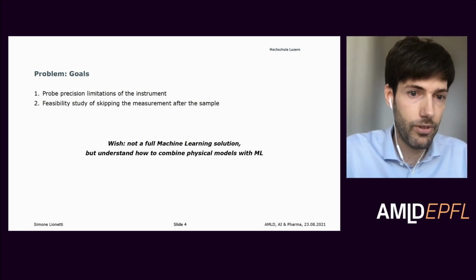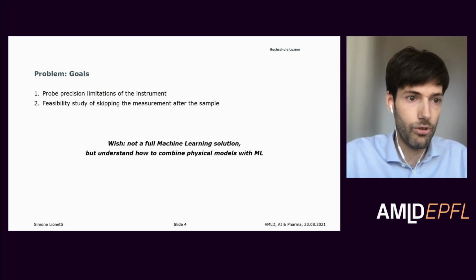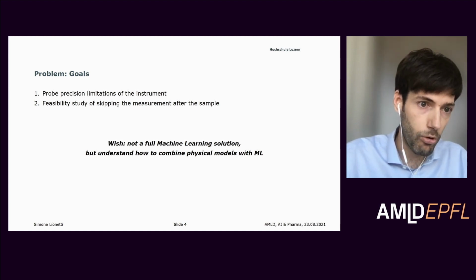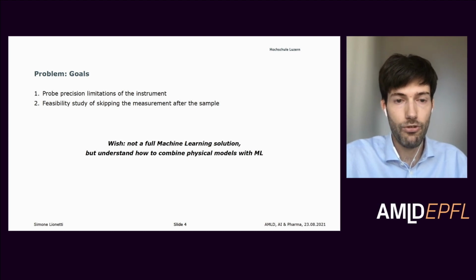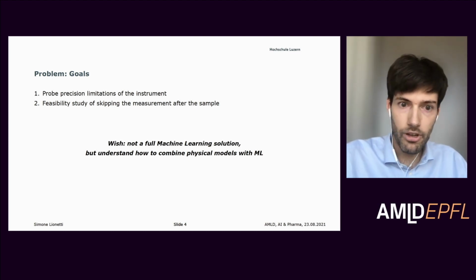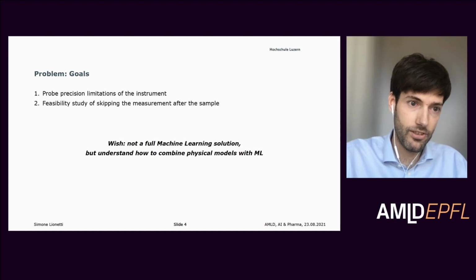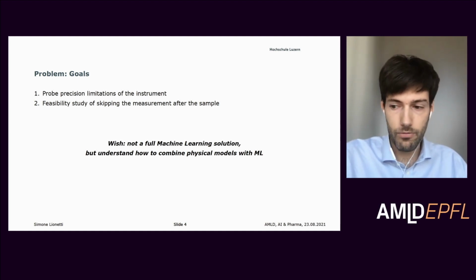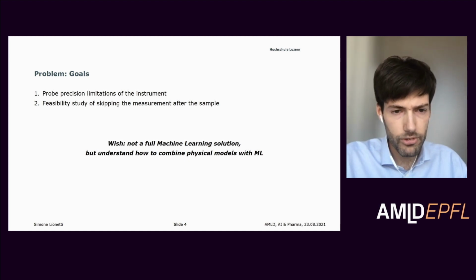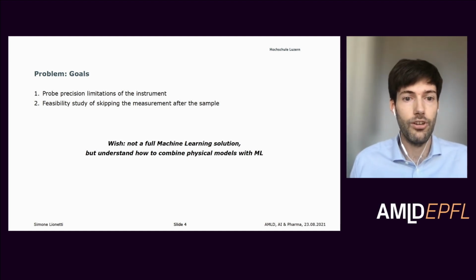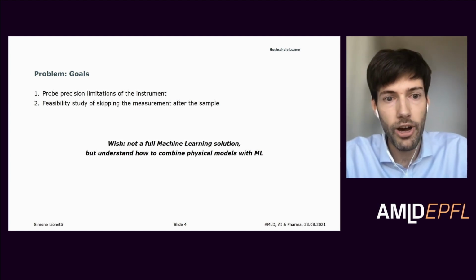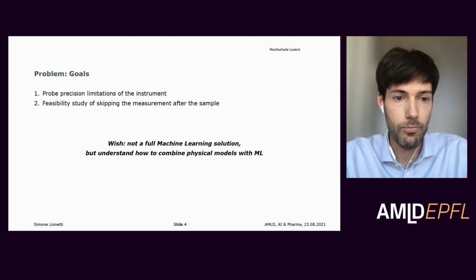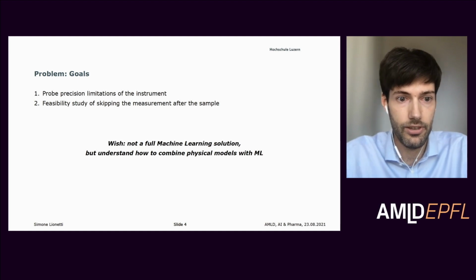Now, with these data, we were given the following problem. On one side, we had to probe the precision limitations of the instrument that generates this data. On the other hand, we wanted to perform a feasibility study of skipping the part of the measurement after the sample was measured. Our stakeholders, besides giving us these goals, gave us quite an important message: they were not really interested in a full machine learning solution which will solve the problem end to end, but they wanted to understand how to combine physical models with machine learning, and possibly get some insights on their data set.